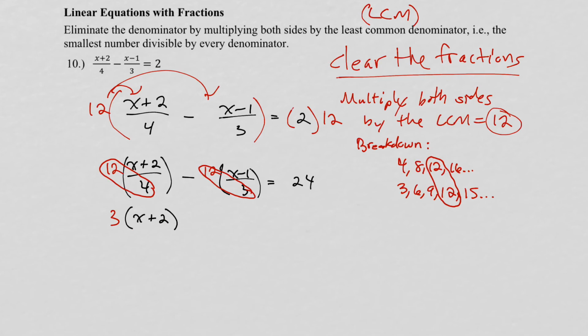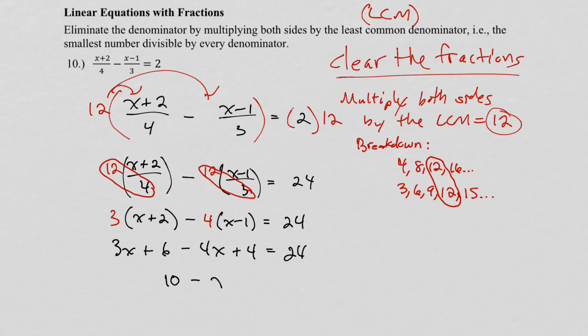And now we just have the numerator left. And then 12 divided by 3 is 4. And now we just have the numerator left. And we already did the right side. So now we want to go ahead and distribute, and treat this like a normal equation after this. So 3x plus 6, 4x plus 4, 24. 6 plus 4 is 10. 3 minus 4 is -1.